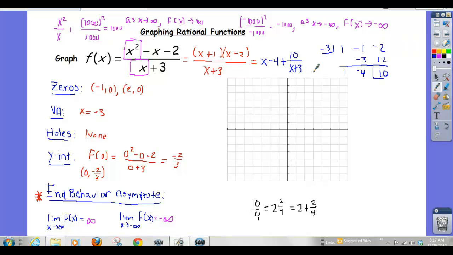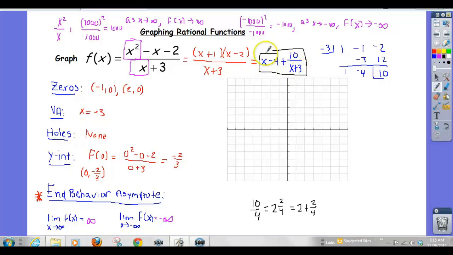So now, think about it this way. Draw your attention to this representation of that rational function. As x goes to infinity, what happens to this piece right here? Well, this piece, the denominator has an x in it. The denominator is going to get really, really big. So this piece is going to 0. So as x goes to infinity, this function is really like x minus 4 plus essentially 0.